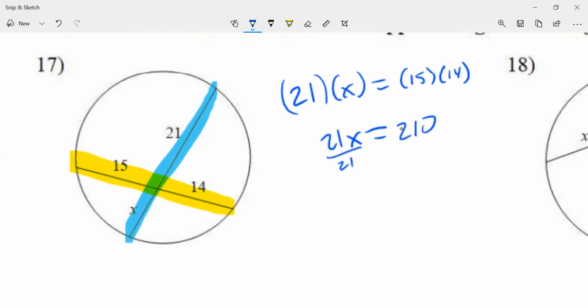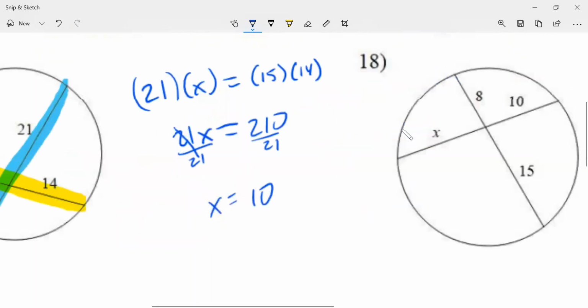Now let me divide both sides by 21. So x, in this case, happens to be 10. So pretty nice, right? Look at the two measurements that make a side or a segment and multiply them together. Look at the measurements that make the other segment and multiply them together as well.